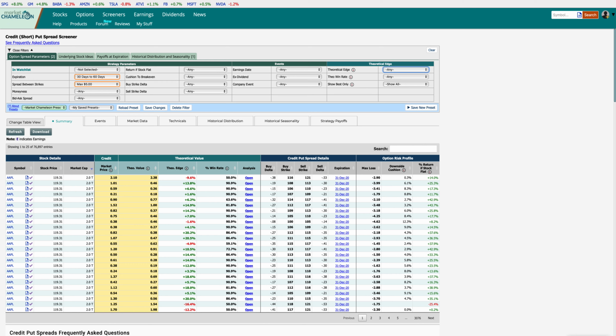Today I'm going to do a run through of how I set up for a bull put spread using the Market Chameleon scanner. I find this a great tool to give me confidence in my execution, but it also keeps me accountable to my trading rules.